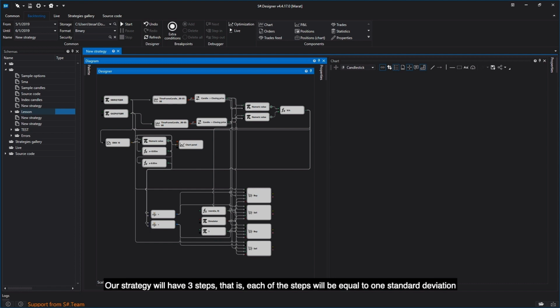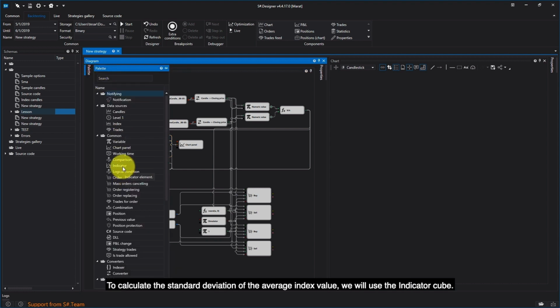Our strategy will have 3 steps. That is, each of the steps will be equal to 1 standard deviation. We will use the strategy from the previous lesson as the basis, by changing the mechanism to verify that the current critical index value is reached for the trade. In other words, the strategy will continue to trade in one direction while the current index value is greater than the average by 3 standard deviations, 3 steps, and in the other, while it is less than 3 standard deviations, by 3 steps.